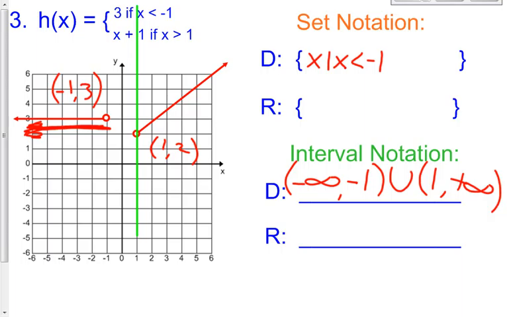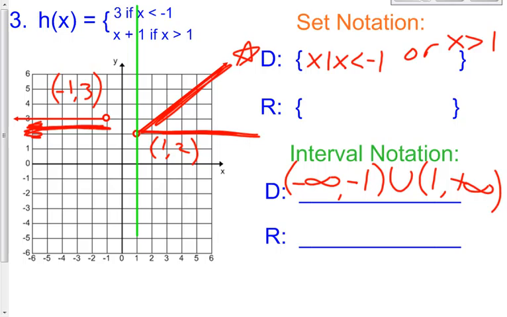But we have more x values, right, because this also goes up and to the right. So we're going to say, or x, it goes to the right, it is greater than +1. Or x is greater than +1. You're not going to have greater than or equal to, it is just going to be greater than. So this is your answer for the domain in set notation: x such that x is less than -1 or x is greater than 1.